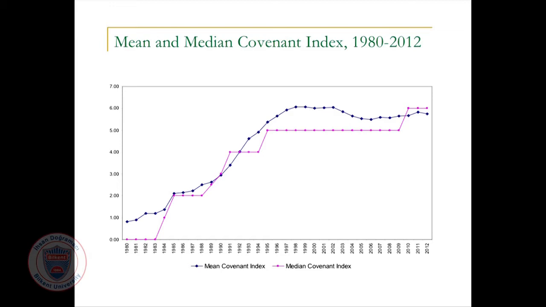And when we come to 1999 or 2000, we see that the index reaches about 6 covenant categories, right? So there's a clear increase. After 1999-2000, there's a moderate drop in the use of covenants, and the index ends the sample period at around 5.5 covenants. The median index also provides similar trends, right?